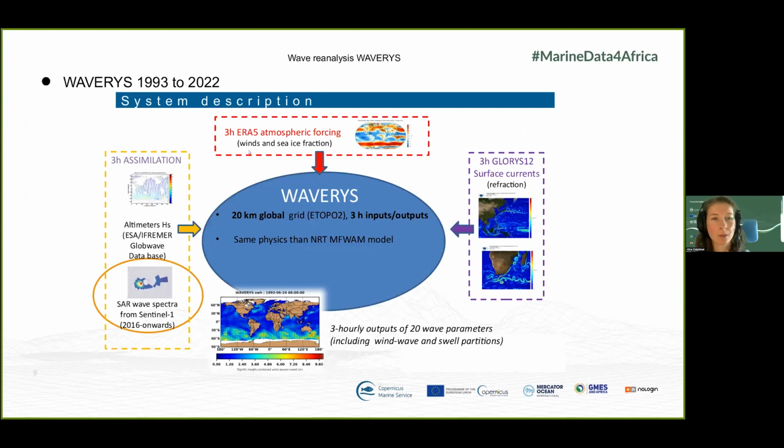And now I will speak of our second product, which is the wave reanalysis. It's quite the same system. We have the same wave model, MF1, but it is available at a coarser resolution of 20 kilometers. And we have the same parameters as output every 3 hours. In forcing, we have the wind coming from ERA5 and the surface currents from the global reanalysis of physics every 3 hours.